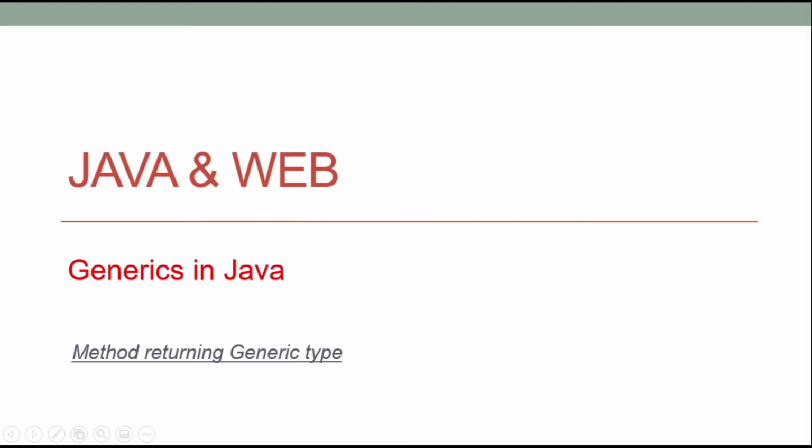If the type parameter of a generic class can get converted into a data type, then can a method in the generic class return the type parameter? Yes, we can do that.